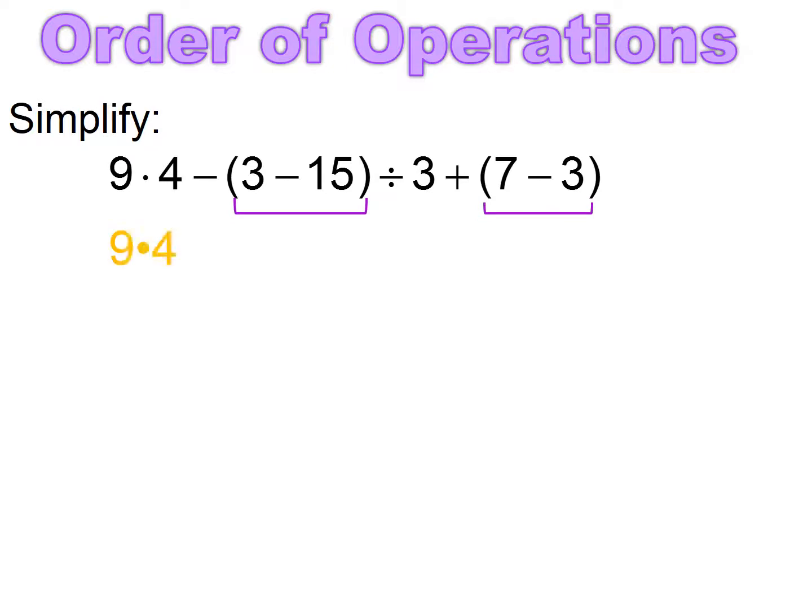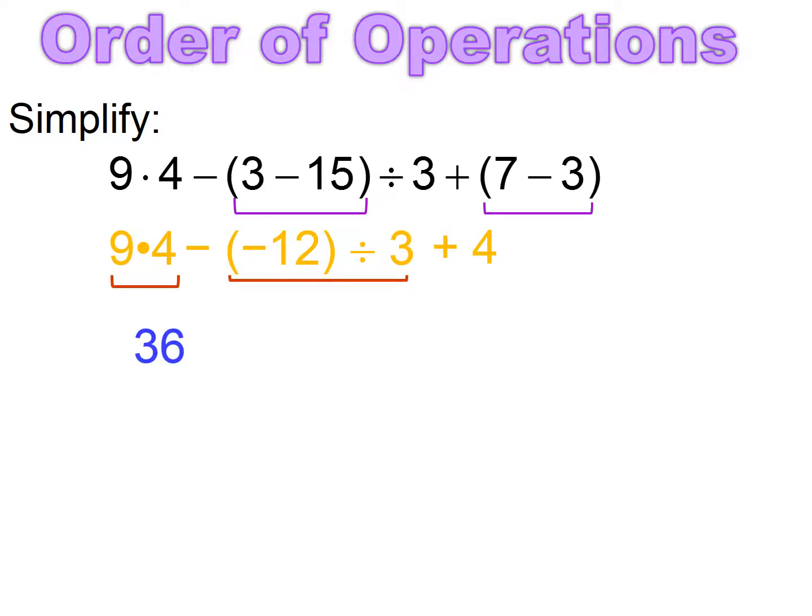Okay, so I'm going to work with the parentheses first. And notice here with this parentheses, 3 minus 15 is a negative 12, so I want to leave it inside parentheses. And then I did the 7 minus 3, and I got 4. So now I'm going to work with the multiplication and division.